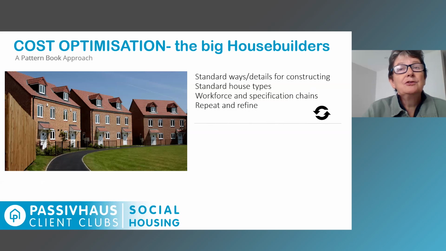So big house builders are a good model to look at because they're really good at cost optimizing, and they do it through standard detailing, and they also have standard house types, of course, as well, and they have workforces and specification chains very specifically orientated, and then they repeat and refine.